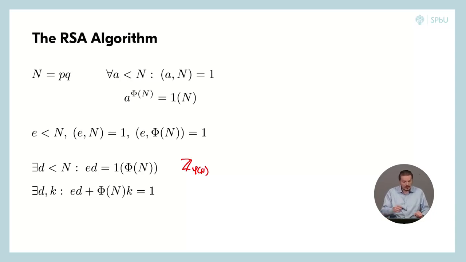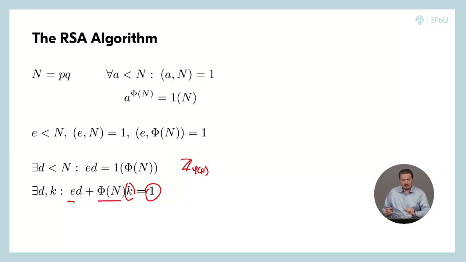And also this D is part of the linear representation of the greatest common divisor of phi of N and E. And this greatest common divisor is 1, since they are coprime, relatively prime, and D and K are coefficients of this linear representation known as Bezout identity. And the linear representation here can be built by the extended Euclidean algorithm.